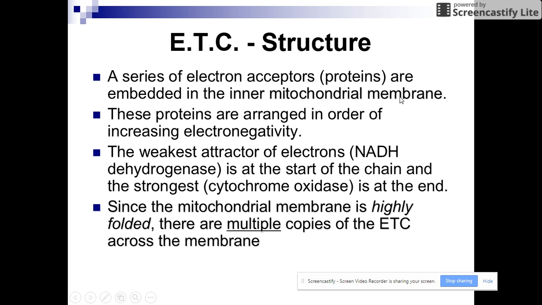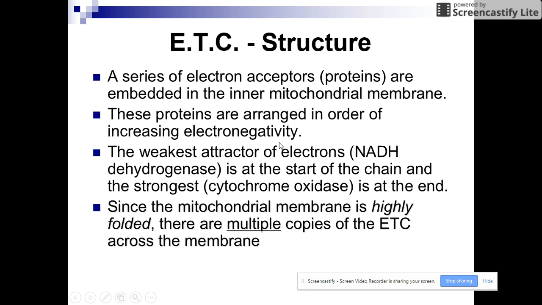So it is a phospholipid bilayer because it is a membrane. And then there are proteins embedded within it. These proteins are acting as electron acceptors. They're going to gain electrons. They're arranged in the order of increasing electronegativity. So the weakest attractor of the electrons is positioned first, and its name is NADH dehydrogenase. It's at the start of the chain.